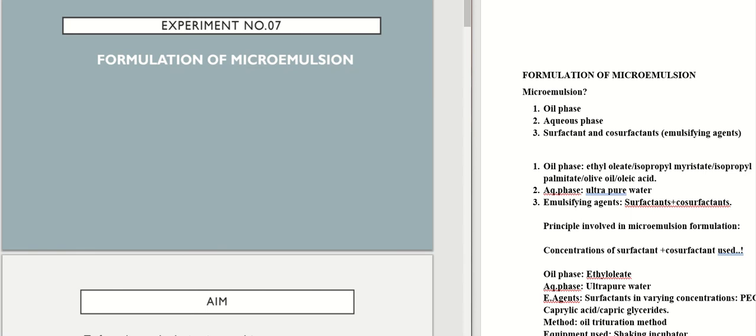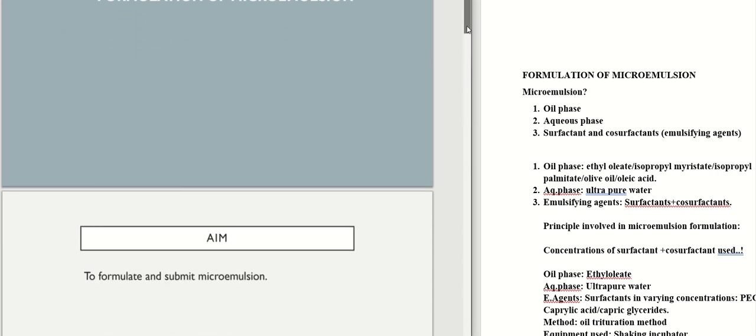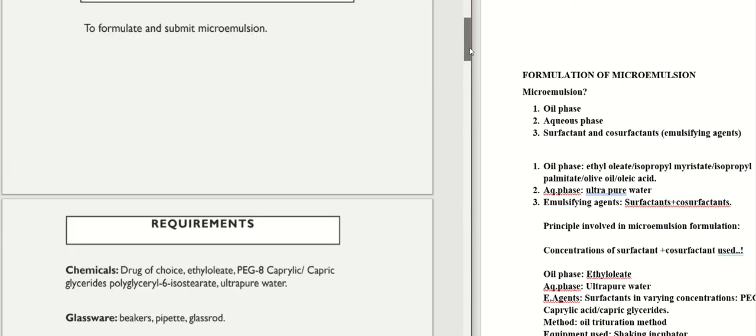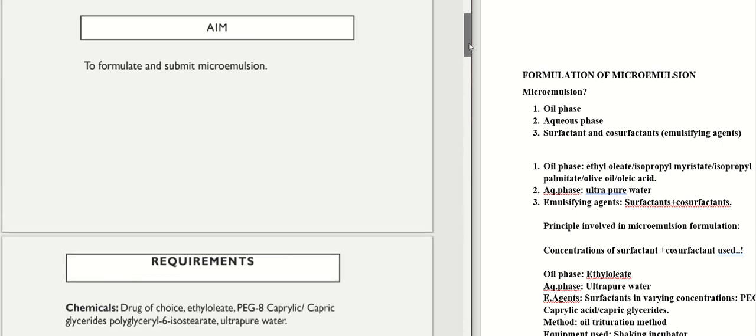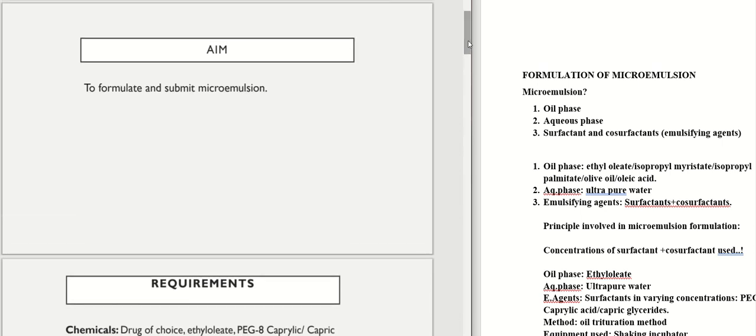In today's practical session, we will be discussing the formulation of microemulsion. Our aim for today's experiment is to formulate and submit a microemulsion. What is a microemulsion? What is the difference between microemulsion and macroemulsion?